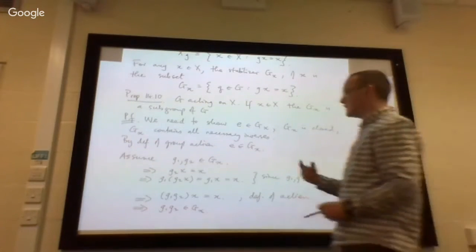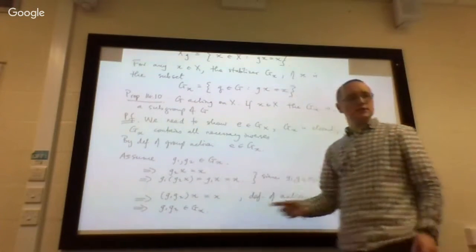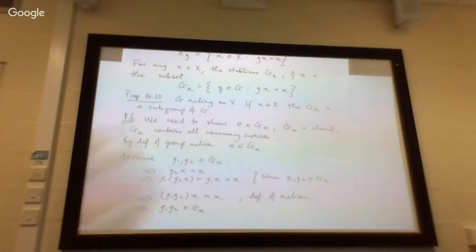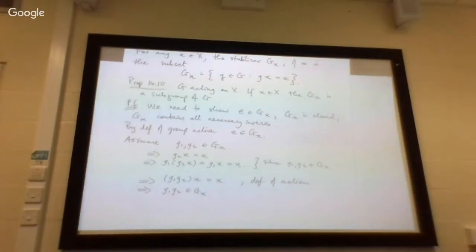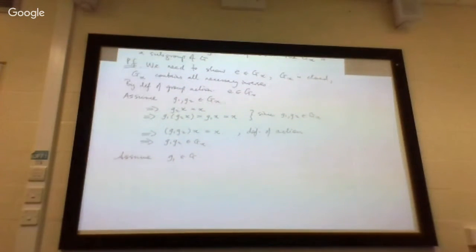So if you take any two elements in the stabilizer, their product is in the stabilizer. Good. So now we need inverses. We assume G1 is an element of G. We want to conclude G1 inverse is in G. And this is bridging the gap. You can only conclude that G1 inverse is in G if G1 inverse of x is x.